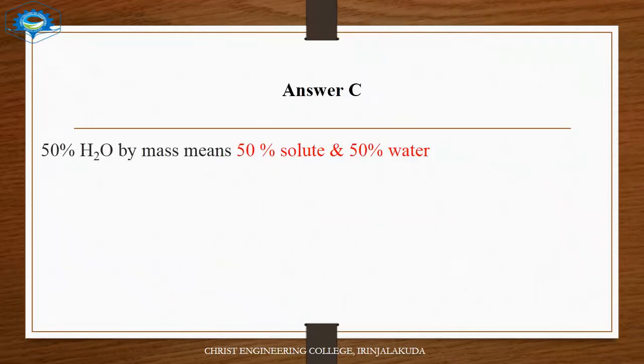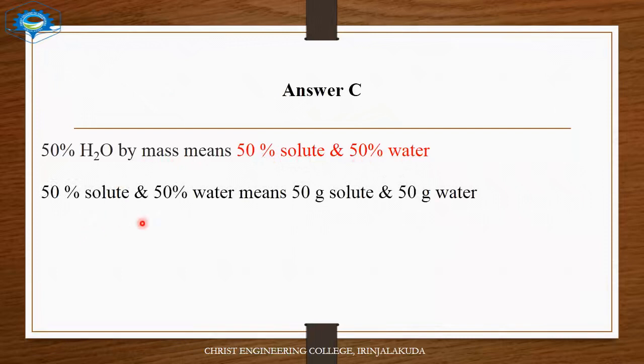50% water by mass means 50% solute and 50% water, which means 50 gram solute in 50 gram water. So the total mass of the solution will be 100 gram: 50% solute and 50% water, that is the solvent. Altogether 100 gram solution.